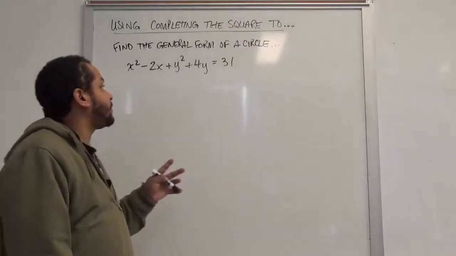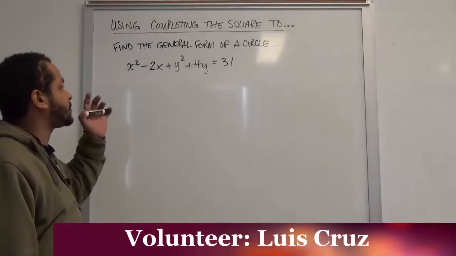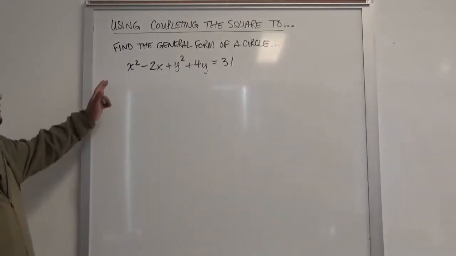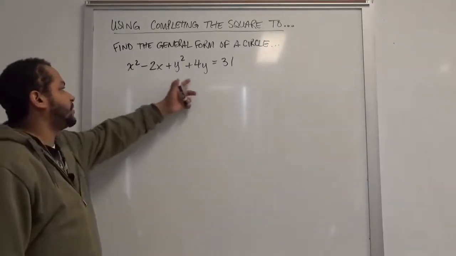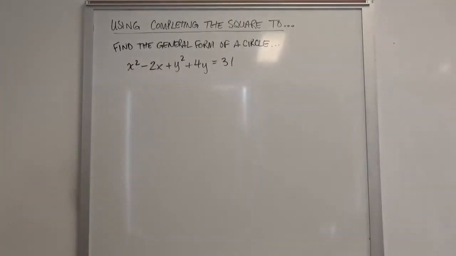In this component of the video, we're going to be using completing the square to find the general form of a circle. Here we have the beginnings of the circle equation, where we have an x squared and a y squared, our x component and our y component as well, and we have the constant on the far side of the problem.